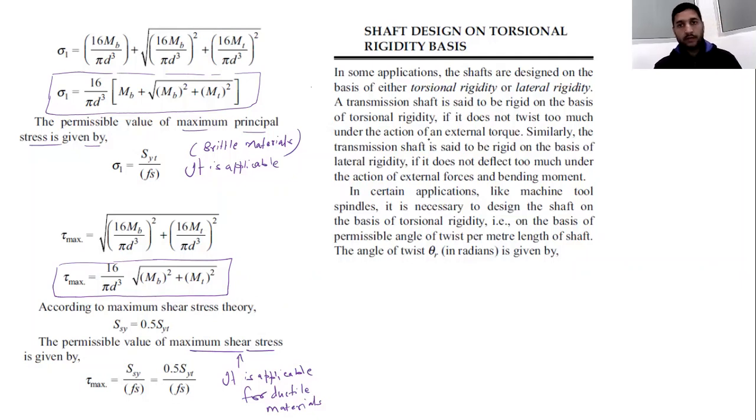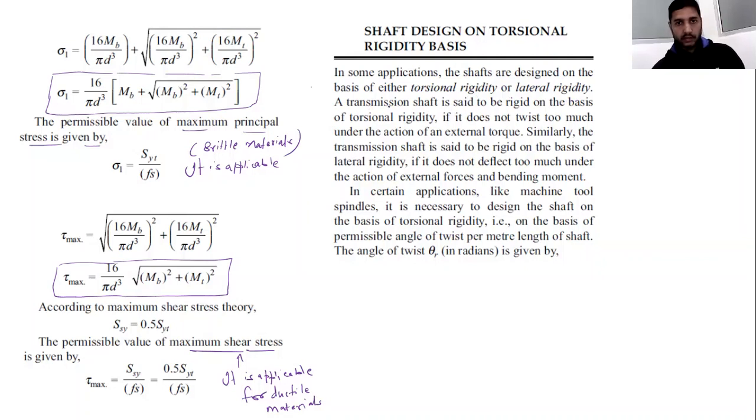Now next we have shaft design on torsional rigidity basis. I explained to you earlier that there are two ways to design the shaft: on the basis of strength, and second, on the basis of rigidity. On the strength basis, I explained how we will design the shaft, and now let me explain the designing of the shaft on the basis of rigidity. Now, shafts are designed on the basis of either torsional rigidity or lateral rigidity.